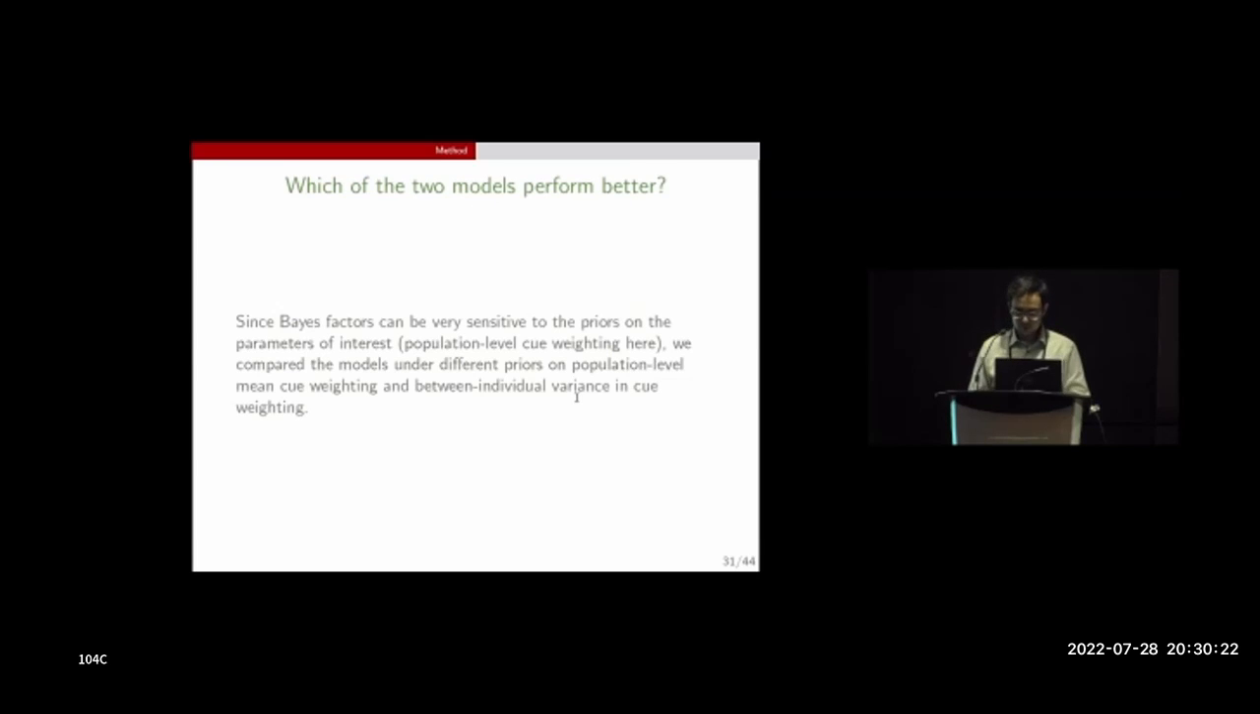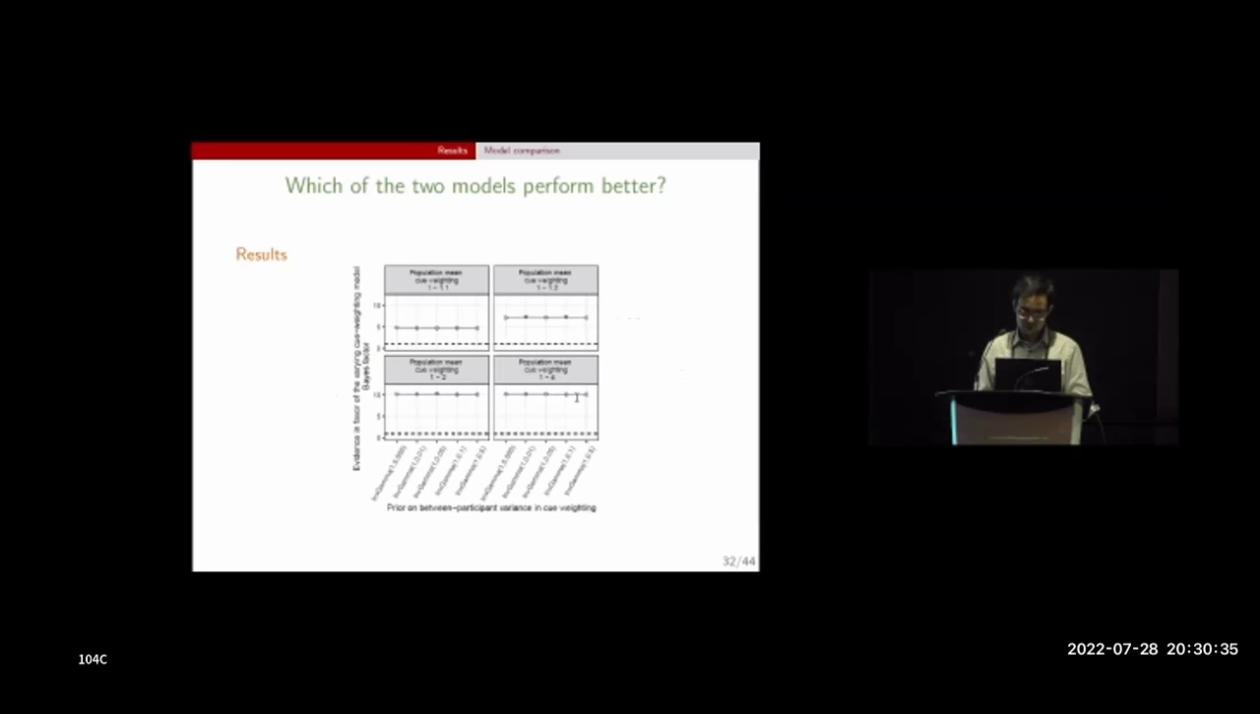And of course, we are going to check the prior sensitivity, as Bayes factors can be very sensitive to the priors on parameters of interest, which are population level Q weighting, the mean Q weighting, and the between individual variance in Q weighting. So here are the Bayes factor results.